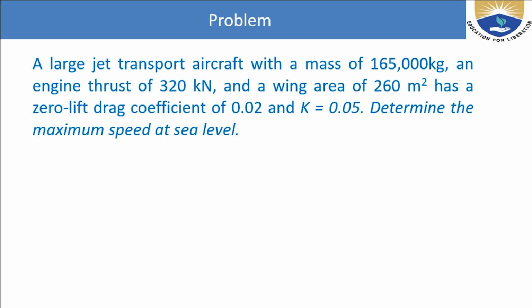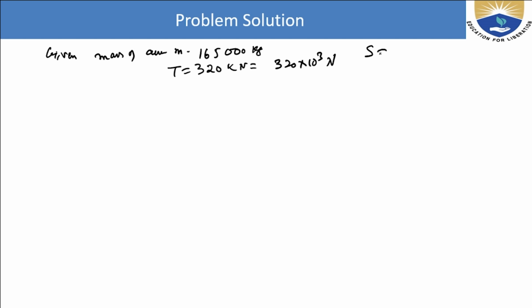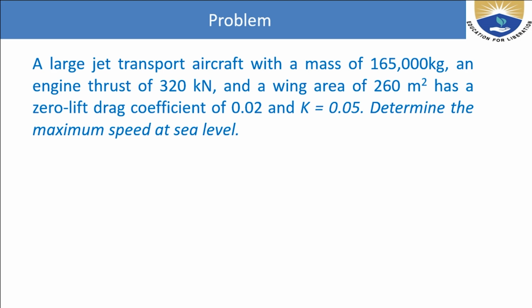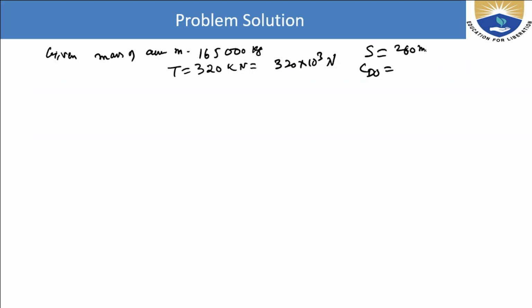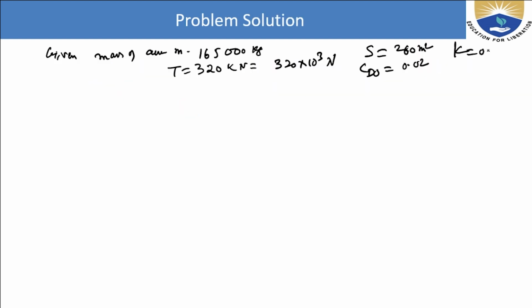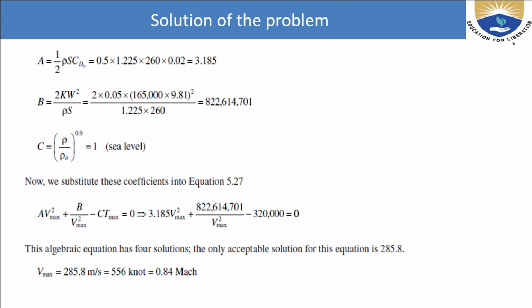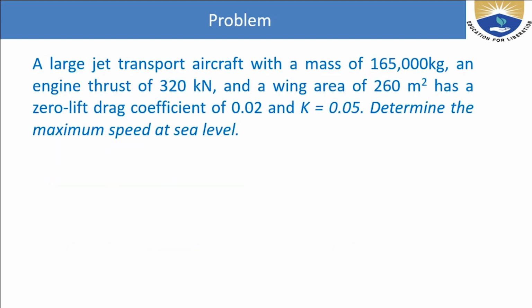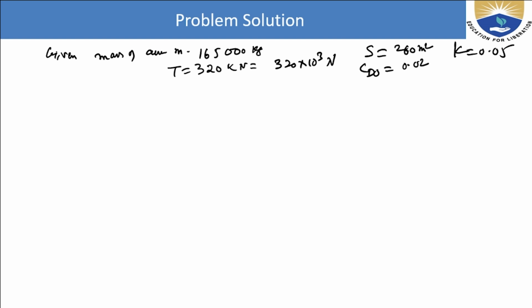Then area and the drag coefficient: area S and CD naught. Area is 260 meter square. CD naught is 0.02 and K is equal to 0.05. These things are given here and we have to find the maximum speed at sea level. So V maximum at sea level we have to find.